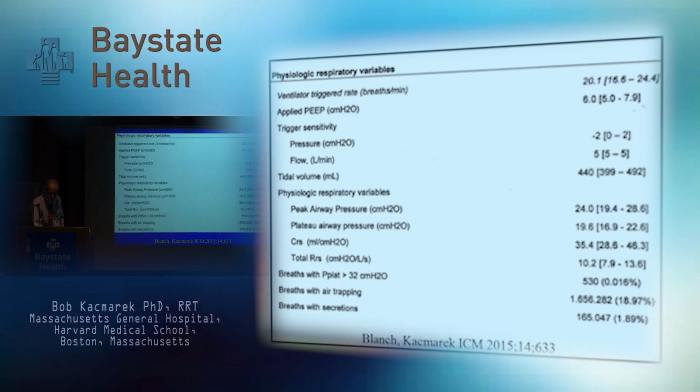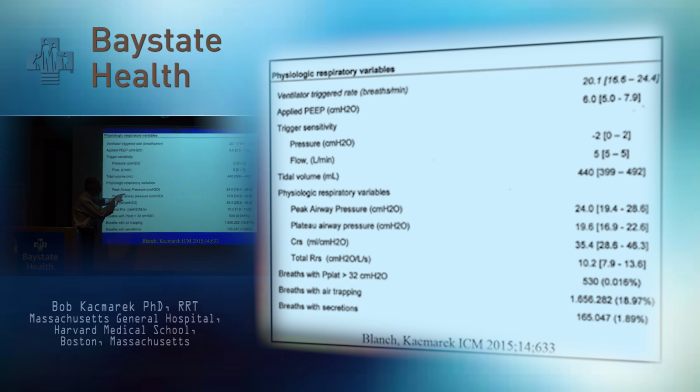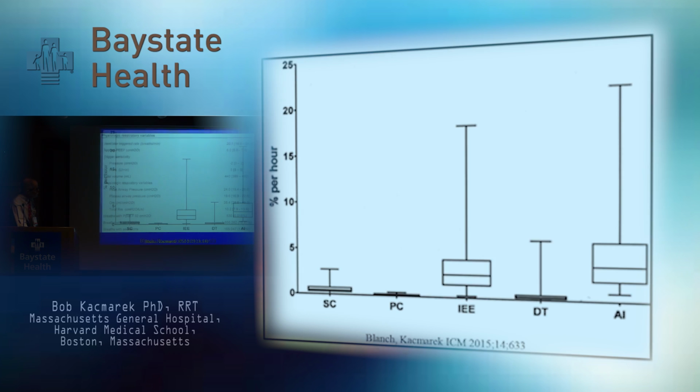Maybe it's next slide. Here, sorry. If we look at the peak airway pressure 24, plateau pressure is 19, compliance 35, airway resistance approximately 10, number of breaths over 32 centimeters of water, a small percentage. So these were patients who were not a real problem to mechanically ventilate. These weren't the ones that you would find that were extremely difficult.